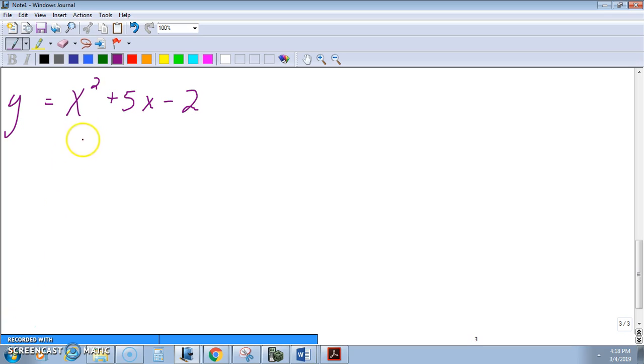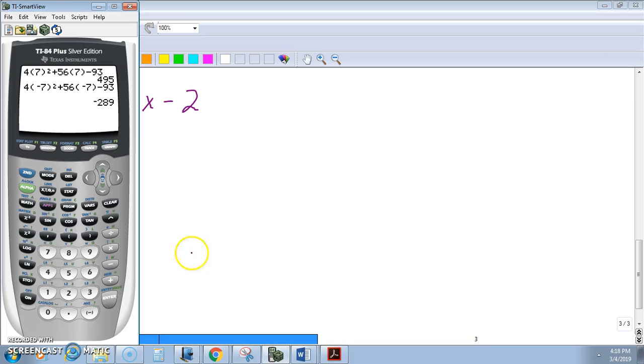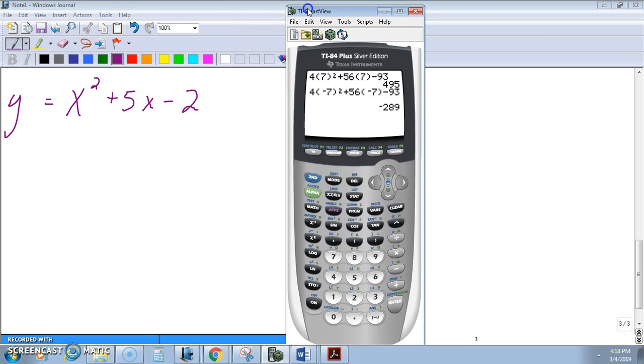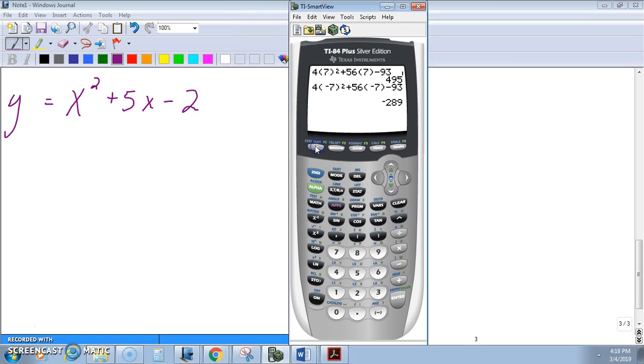So what's happening here is I can always make a table. If you want to be technical about it and if you are allowed to use a calculator, enter this equation into the y equals. Let me clear out what I have in here. Okay. This is the shortcut. Let me just show you the shortcut first because we've done a lot of this. So we put x squared plus 5x minus 2, and then we just go to second table.